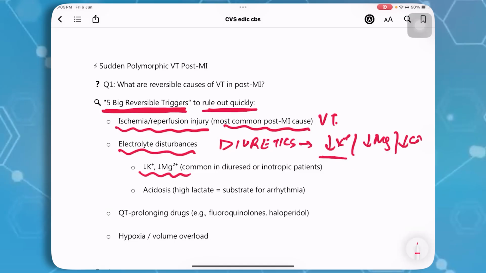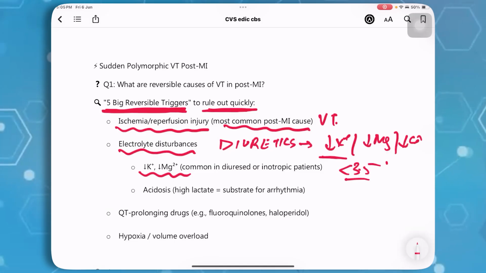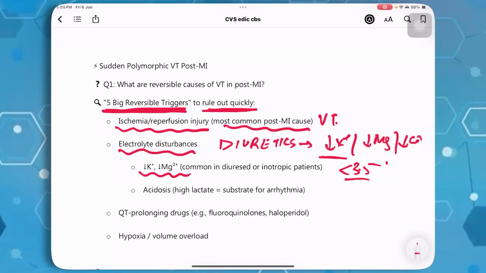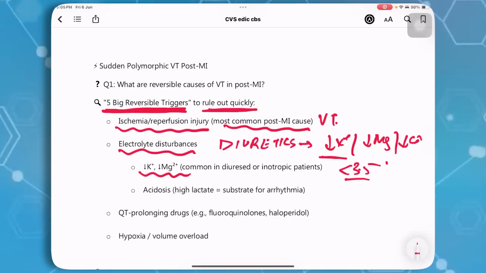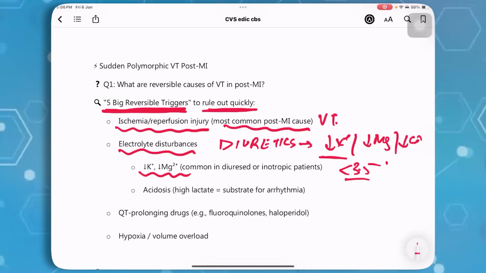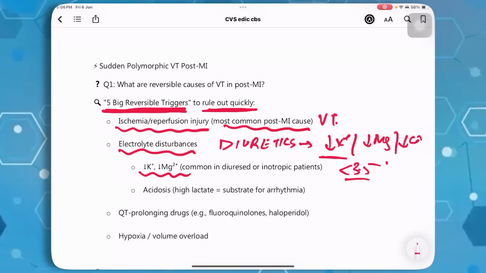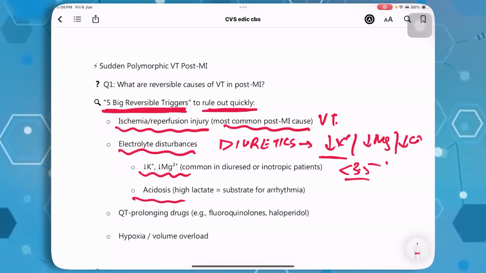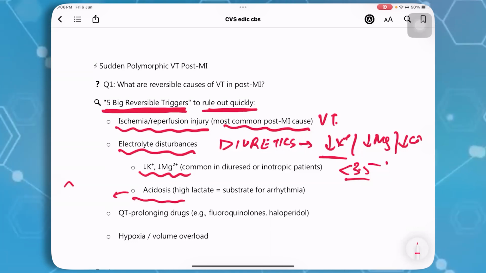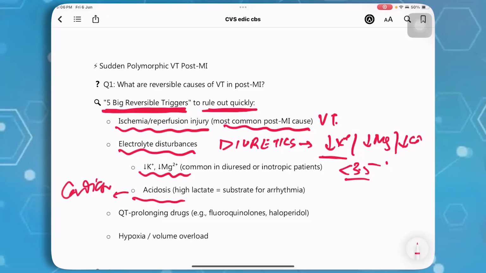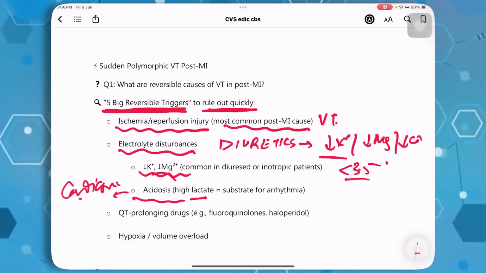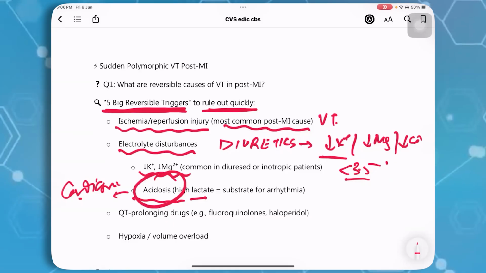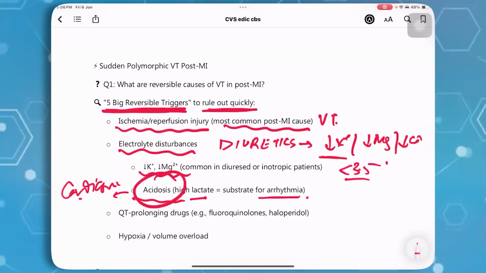If the potassium is less than 3.5, this patient can develop atrial fibrillation, atrial flutter, ventricular tachycardia, flutter, ventricular fibrillation, all of them can happen. And these patients may have acidosis secondary to cardiogenic shock. So cardiogenic shock will lead to acidosis, lactate will be high, and this acidosis primes the heart to develop arrhythmia.